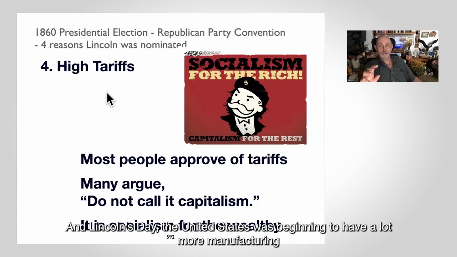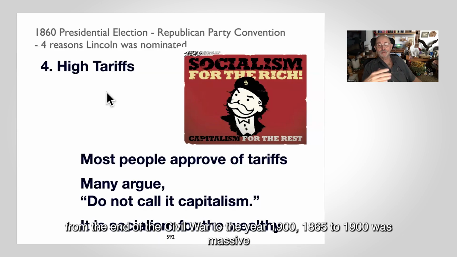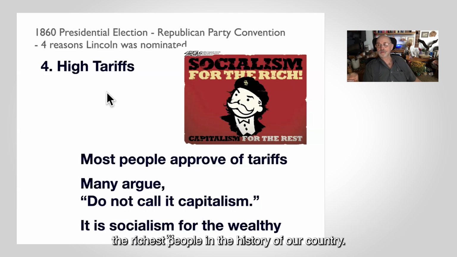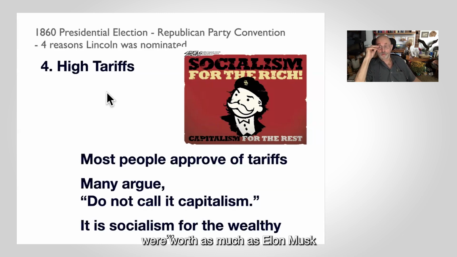The United States was beginning to have a lot more manufacturing. I mean, the economic growth from the end of the Civil War to the year 1900, 1865 to 1900, was massive. The richest people in the history of our country are still some named from that latter third of the 19th century because there were no taxes on their incomes. So many of those people like Carnegie were worth as much as Elon Musk is today by inflation.